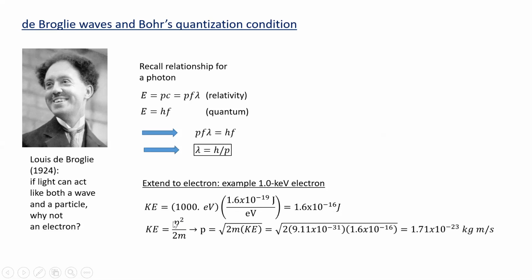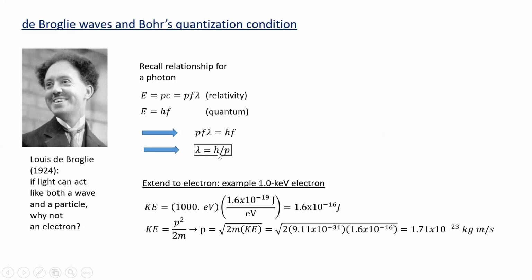And then to get the momentum from the energy, we use this relationship that the kinetic energy is the momentum squared over 2m. And then solving for the momentum, we multiply through by 2m and take the square root. So it's the square root of 2m times the kinetic energy. So 2 times the mass of the electron times this kinetic energy. We get this number for the momentum of the electron.